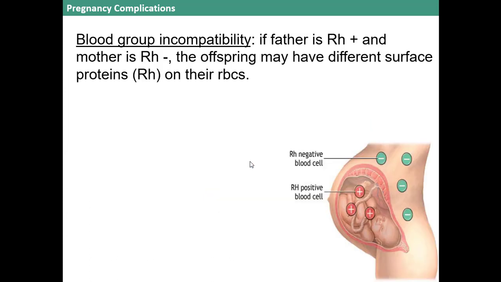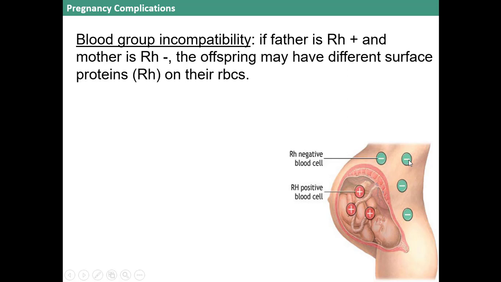Another condition is called blood group incompatibility due to the Rh factor. The Rh factor is a surface protein on red blood cells, and not everybody has this Rh factor. If you've ever heard an individual describe their blood type as something like O positive, that positive indicates the Rh factor is present. Well, if a father is Rh positive and the mother is Rh negative, there's a chance that the offspring can be Rh positive while the mother is Rh negative.